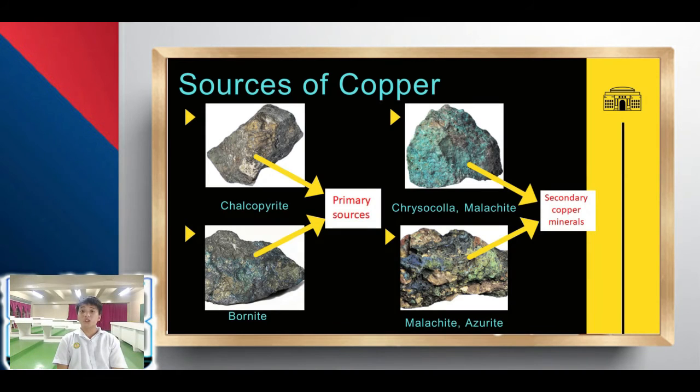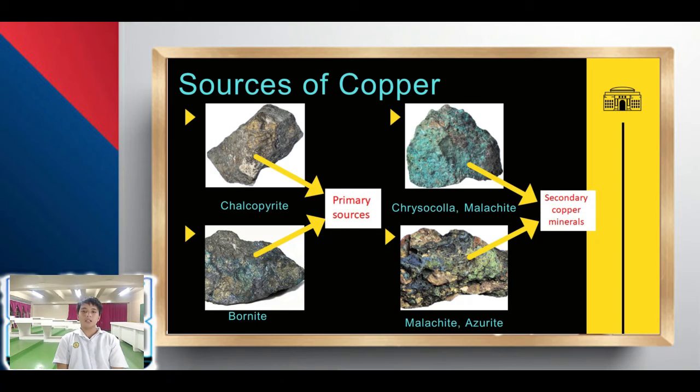Now let's move on to the different sources of copper. The sources of copper are considered into two categories, primary sources and secondary copper minerals. Kung maingon tag primary sources, mao ni sila ang mga ginatawag na sulfide ore o ginaprocess ni sila ng mga ore through flotation to obtain copper concentrate.